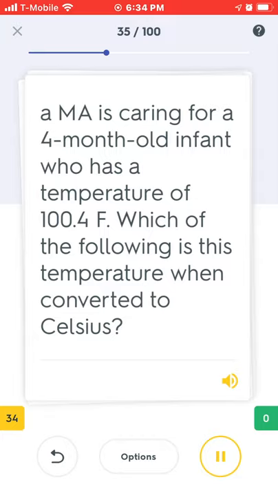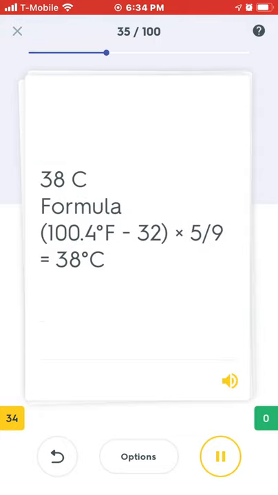An MA is caring for a 4-month-old infant who has a temperature of 100.4 Fahrenheit. Which of the following is the temperature when converted to Celsius? 38°C. (F minus 32) x 5/9 equals 38 degrees Celsius.